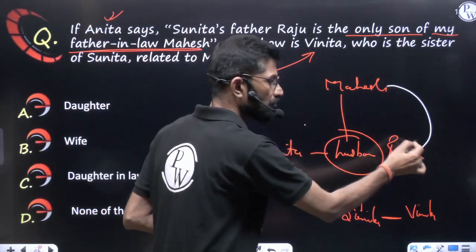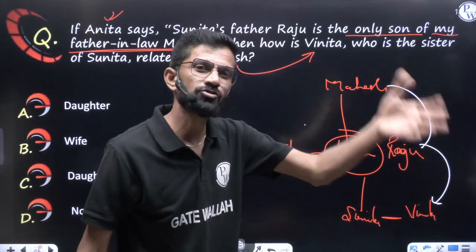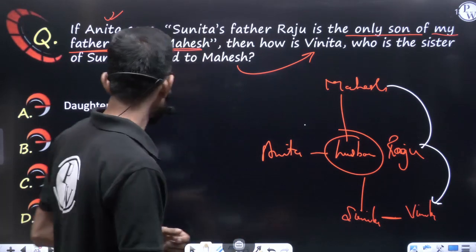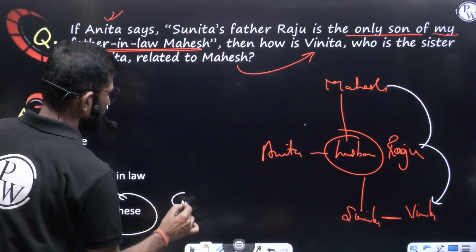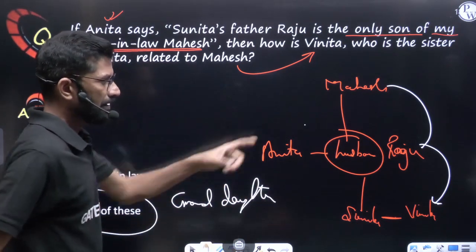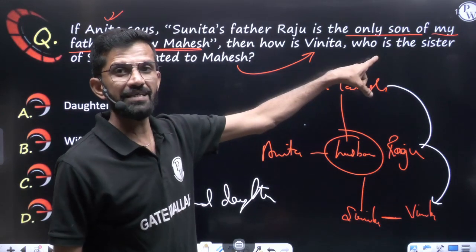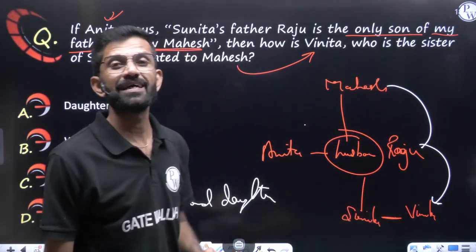Mahesh will call Raju as son and son's daughter as son's daughter, where that will be granddaughter. Granddaughter means the answer is none of these, because you are getting the answer granddaughter. Vinita will call Mahesh as grandfather, but Mahesh will call Vinita as granddaughter.